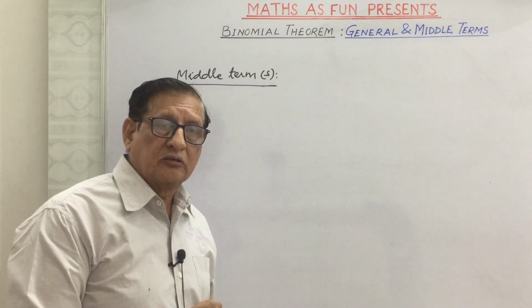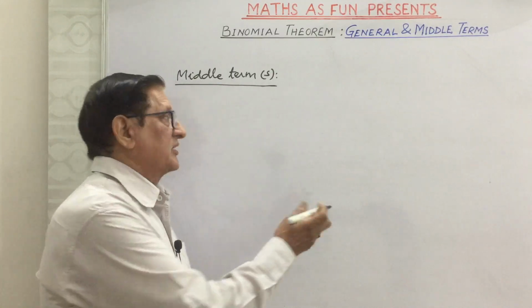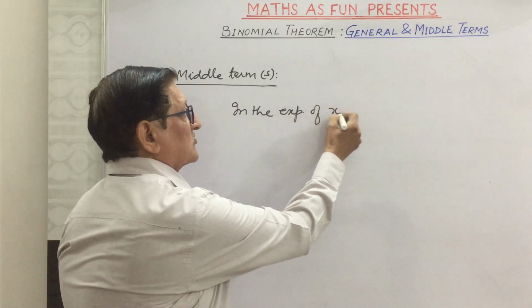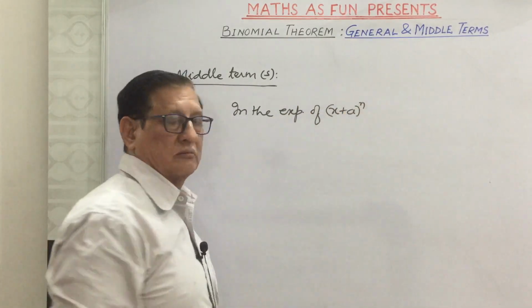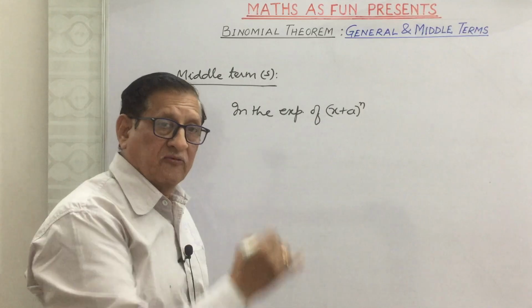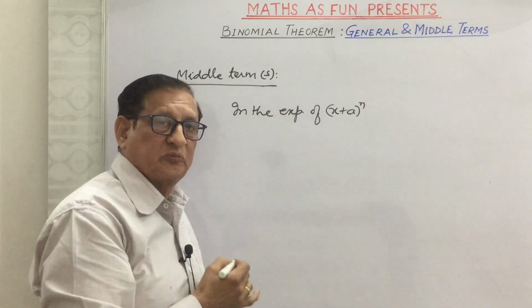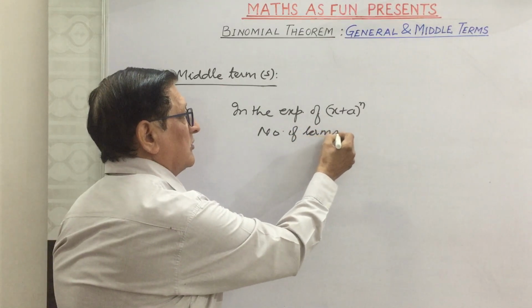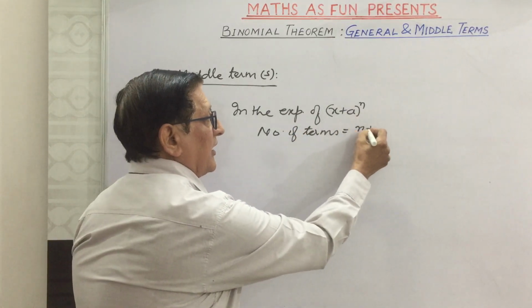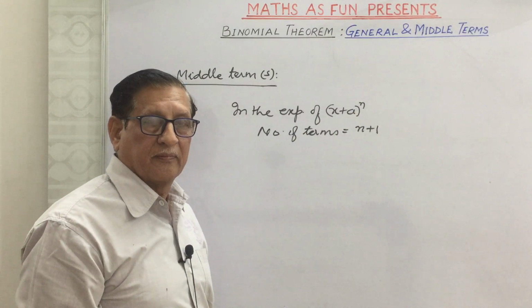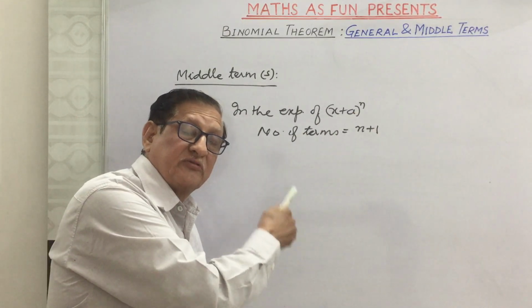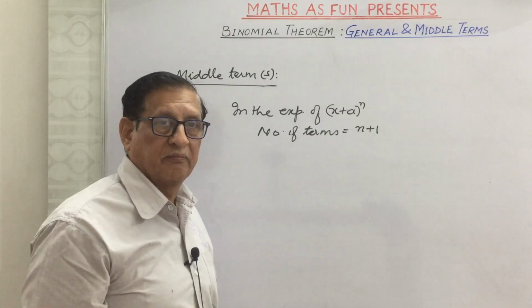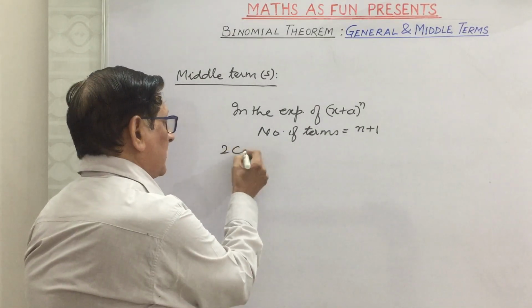To find the middle term or middle terms in the expansion of (x + a)^n, we have to see how many terms are there in the expansion. We know that the number of terms in this expansion is n plus 1. Now whether n plus 1 is even or odd will decide how many middle terms there will be. It means we will have two cases.